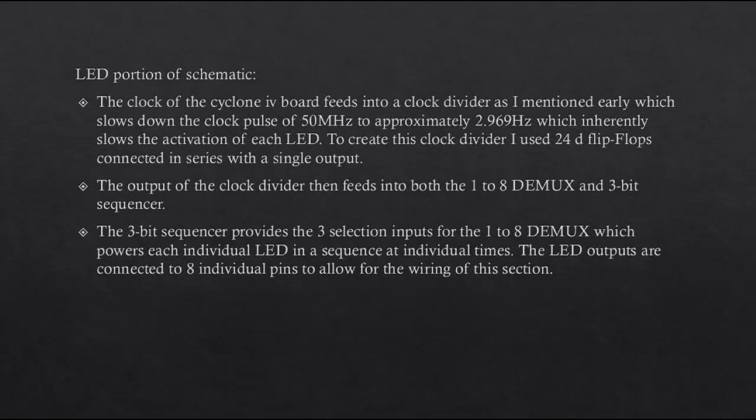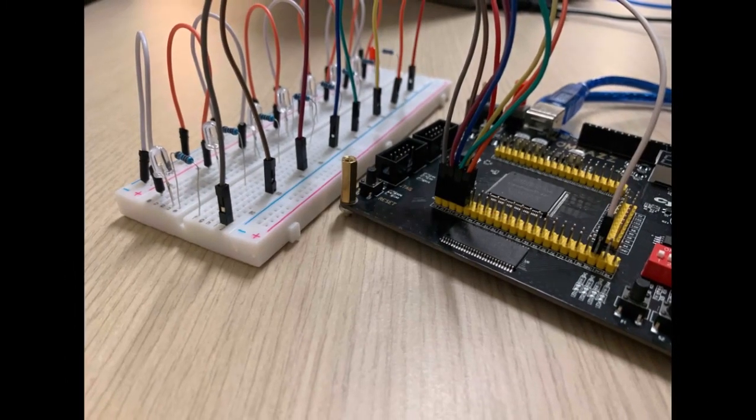The output of the clock divider then feeds into both the 1 to 8 demultiplexer and 3-bit sequencer. The 3-bit sequencer provides the 3 selection inputs for the 1 to 8 demultiplexer, which powers each individual LED in a sequence at individual times. The LED outputs are connected to 8 individual pins to allow for the wiring of this section. This is how the board is physically wired up.